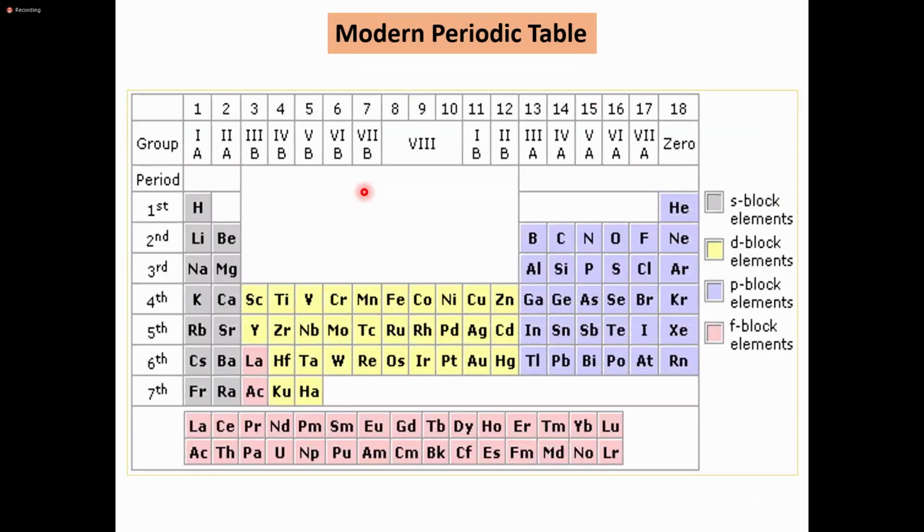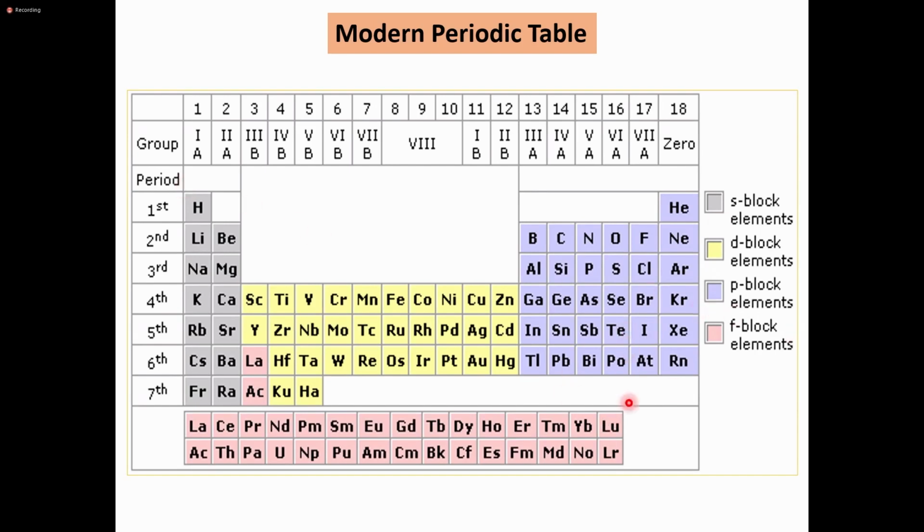So first of all, we will learn about the modern periodic table, and this is the modern periodic table. In this periodic table, we can see that there are 7 periods and 18 groups. These elements are arranged in these 7 periods and 18 groups, and this table is also classified into 4 blocks: the s block, d block, p block, and f block.